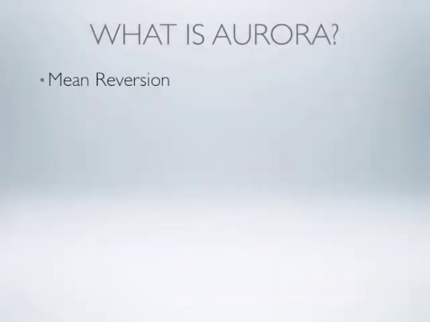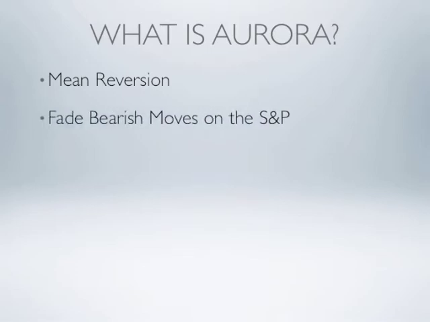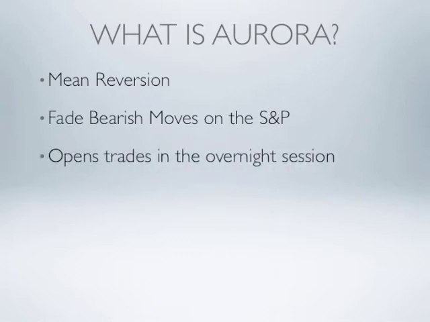Okay, what is Aurora? Aurora is a mean reversion type system. We're going to be looking to fade bearish moves on the S&P, so we're going to be going long only. We're going to open trades in the overnight session.